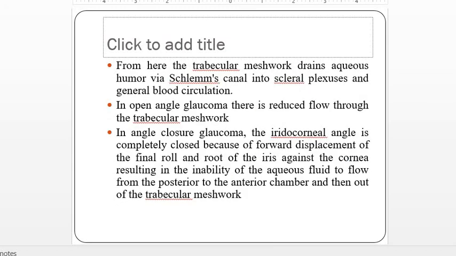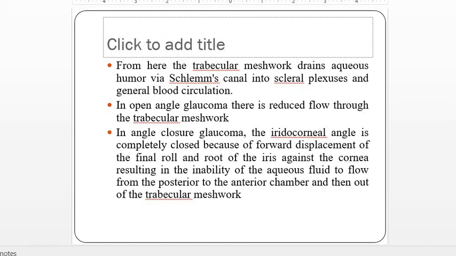From there, the trabecular meshwork drains the aqueous humor by the Schlemm canal, into the scleral plexus and general blood circulation. In open-angle glaucoma, there is reduced flow through the trabecular meshwork. There are two types of glaucoma. We will discuss further, but for a bit of slight information, in open-angle glaucoma, there is reduced flow through the trabecular meshwork.